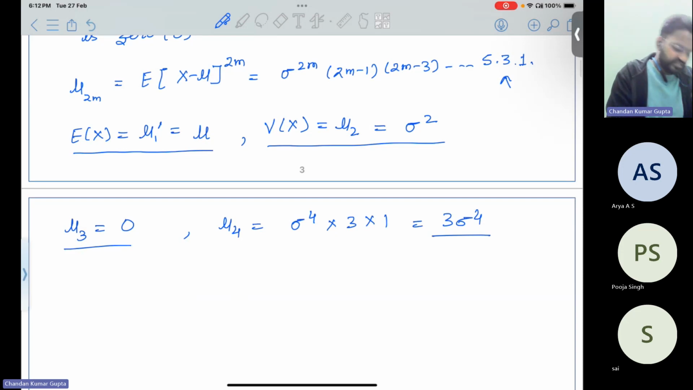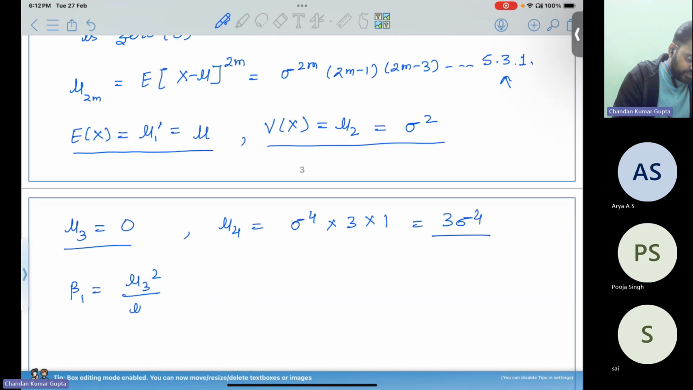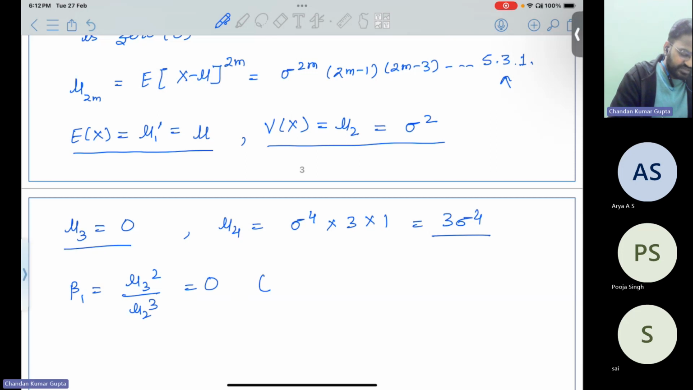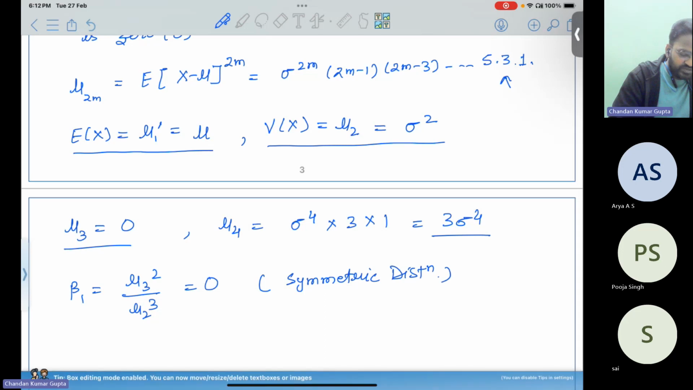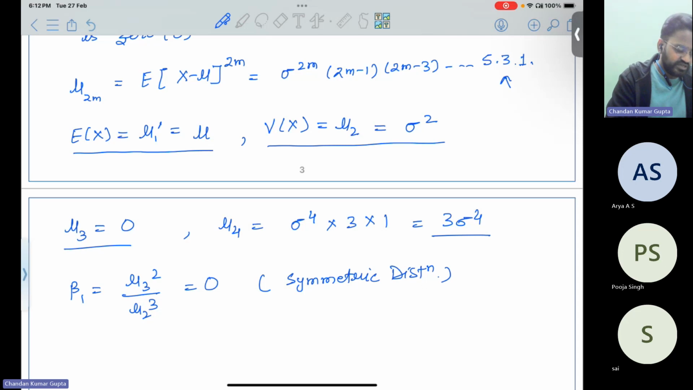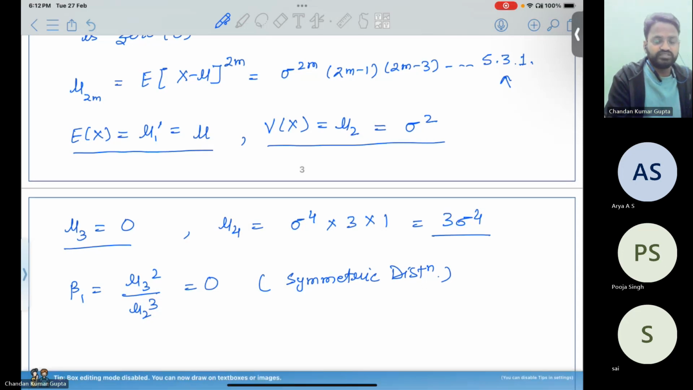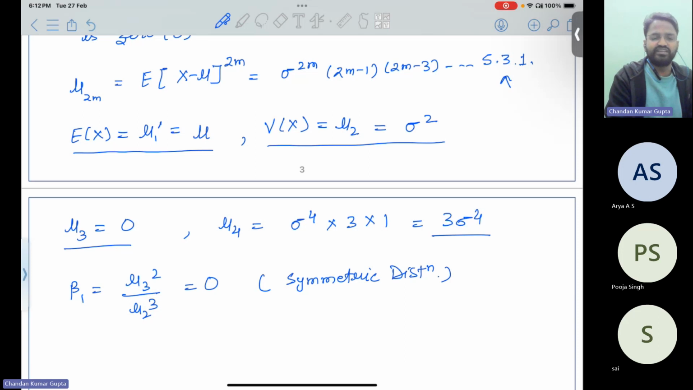Okay, so the skewness is mu3 square upon mu2 cube, which is equal to 0. That means it is a symmetric distribution. So the normal distribution is also known as the symmetric distribution. It is also known as the Gaussian distribution, because Gauss first used this distribution for error calculation. That's why it is also known as the Gaussian or Gauss distribution.